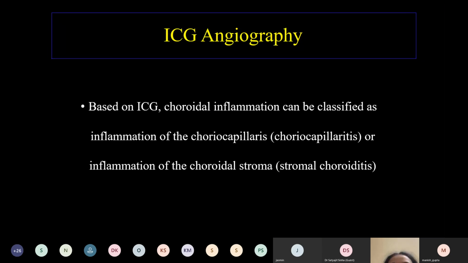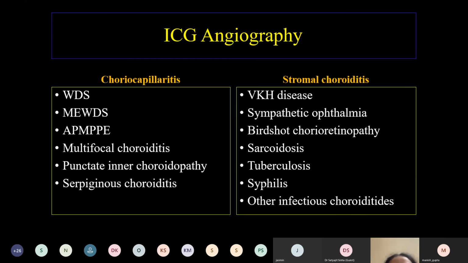So based on ICG, the choroidal inflammation can be classified as inflammation of the choriocapillaris, which is choriocapillaritis, or inflammation of the choroidal stroma, which is stromal choroiditis. So when we talk of choriocapillaritis, you have a list of differential diagnoses. On the left, when you have stromal choroiditis, you have all these: VKH, sympathetic ophthalmia, and secondary stromal choroiditis like TB and sarcoid.